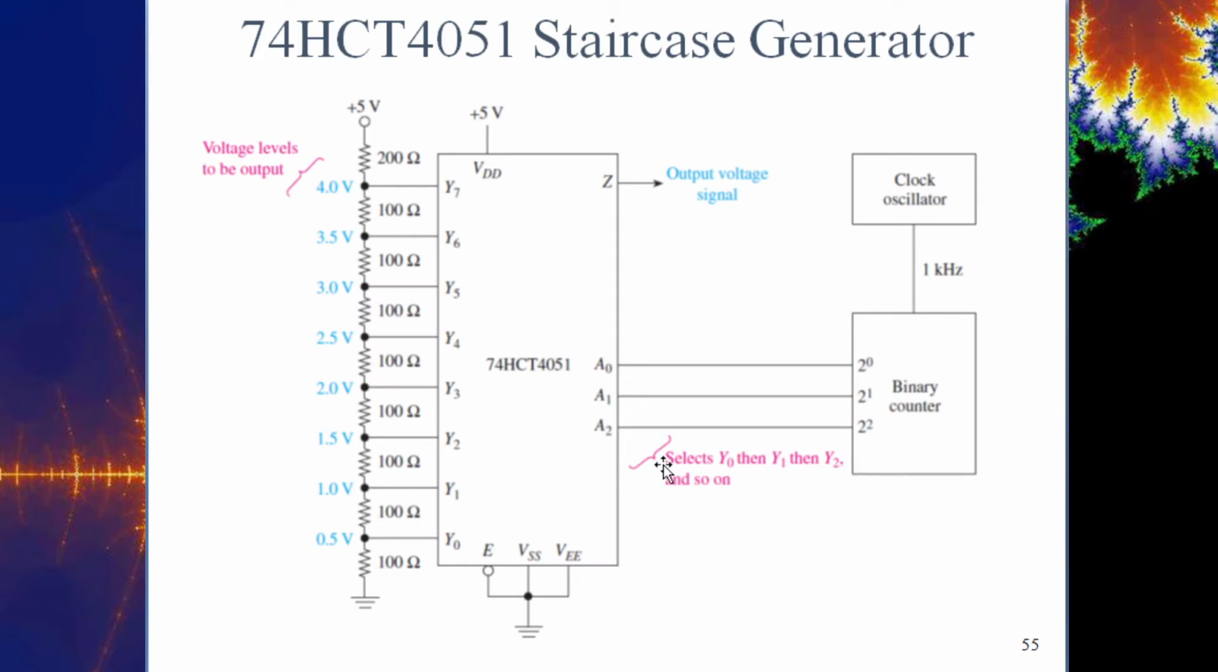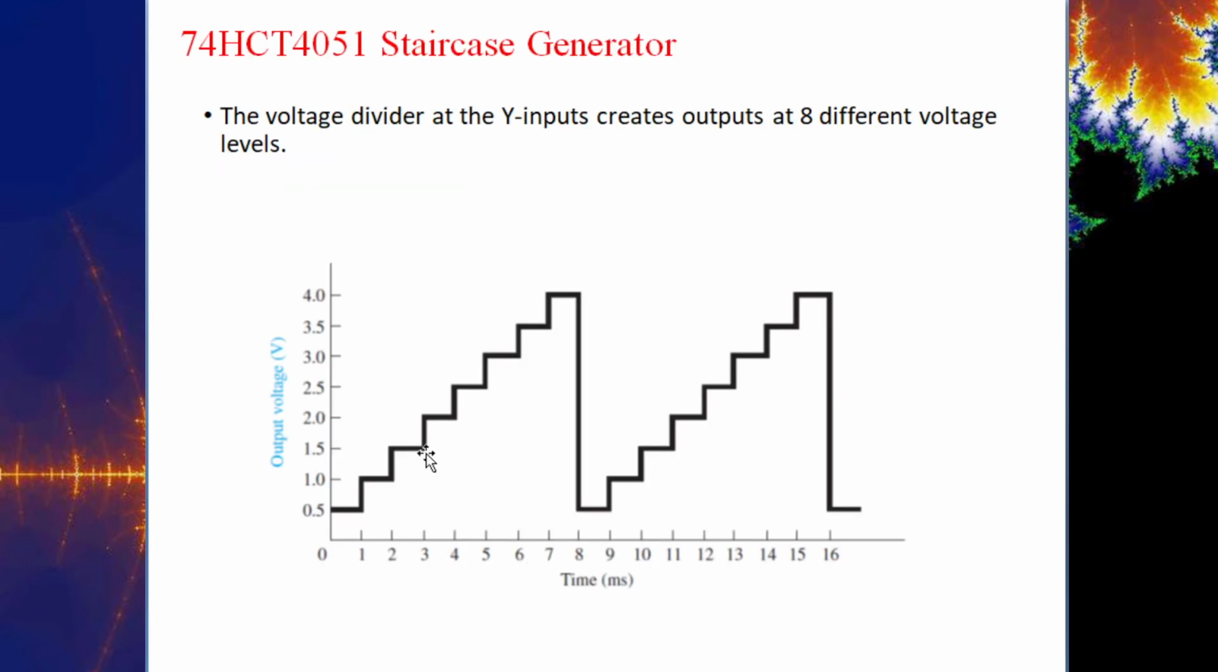And then the clock oscillator goes to a counter, which will then change the selector from 000 to 001, 010, 011, 100, 101, 110, 111. It'll go through all those combinations and output each one of these a step at a time. And so this is the kind of thing that you end up with. And then it resets itself and then outputs that voltage over and over and over.